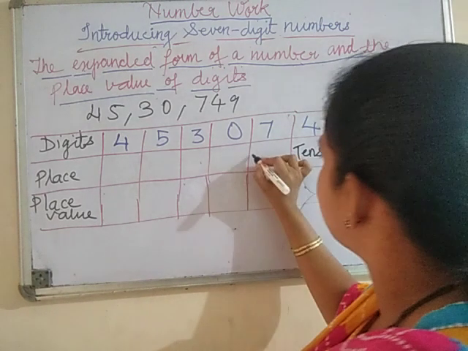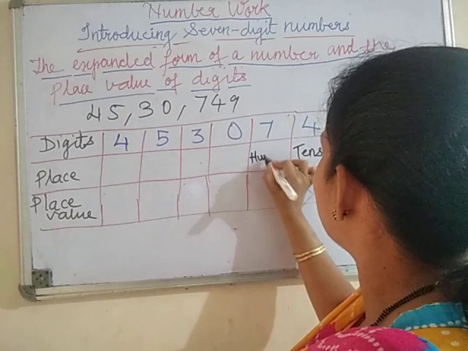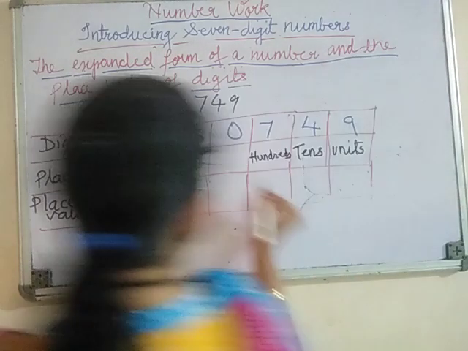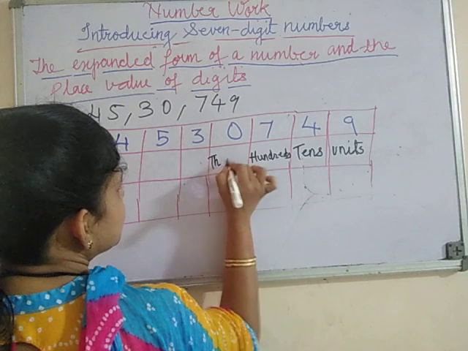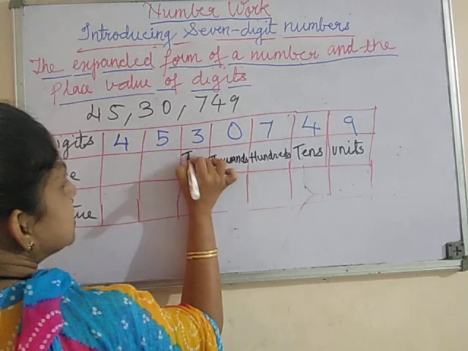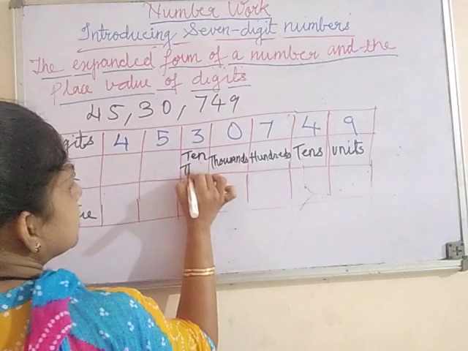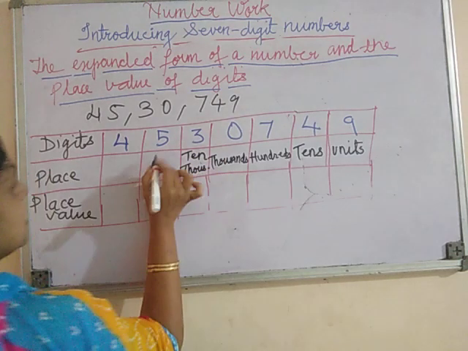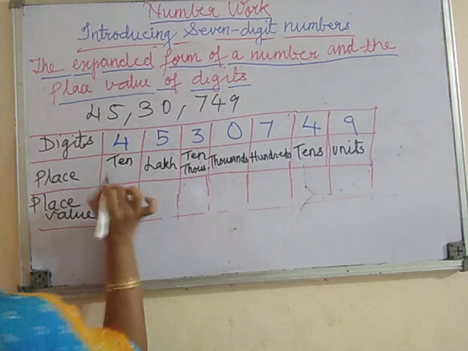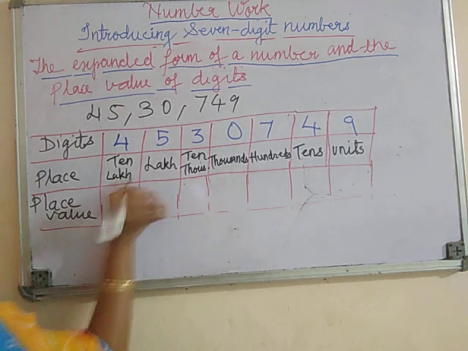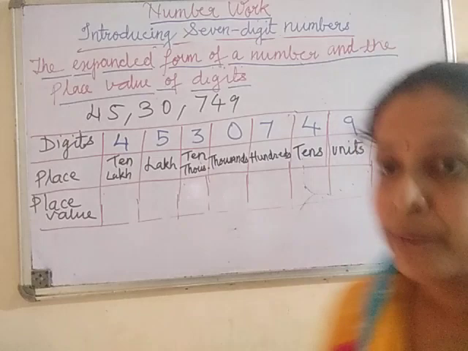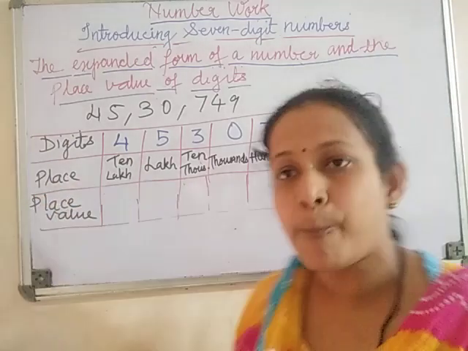Tens. This is in hundreds place. So you will write HUNDREDS. Hundreds place. This is thousands place. So THOUSANDS. Thousands. This is 10,000s place. 10,000s. Okay. This is lakh and this is 10 lakh. Okay. So these are the names of the places. Simply you can call them as place.